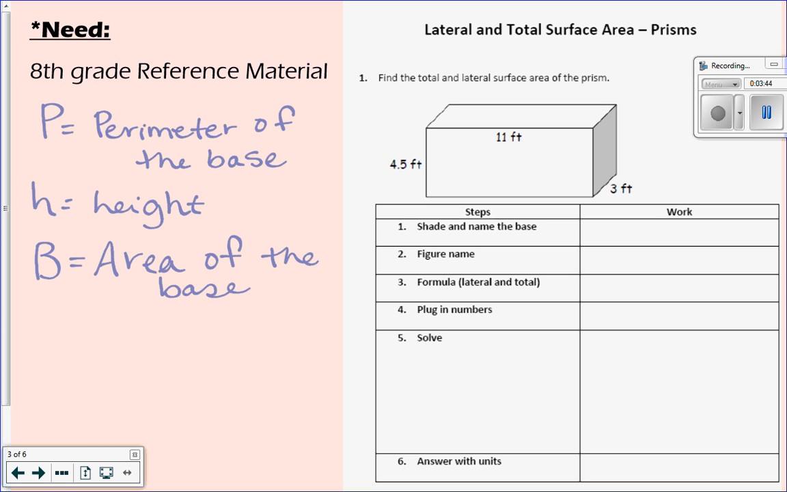All right. And notice the very first step here. Shade and name the base. That's important because we're finding the area, right, of our base. It's very important to identify. So it is already shaded in for us. So there's our base, right? And what shape is that? Yeah, absolutely. It's a rectangle. That's important, so we make sure we look on our reference material for the correct area formula. Since it's a rectangular prism, all of the sides are rectangles, so the dimensions do not matter when you use the formula.